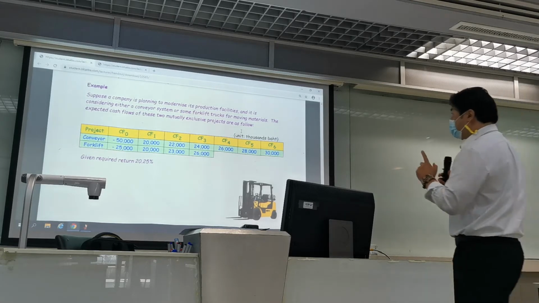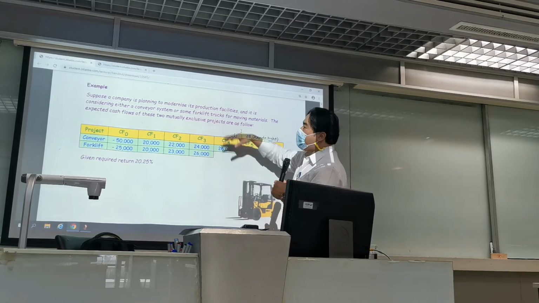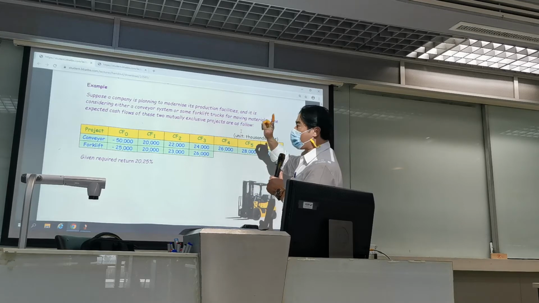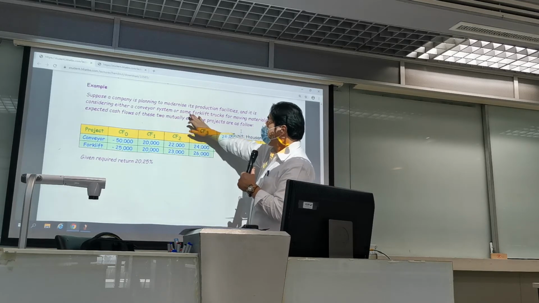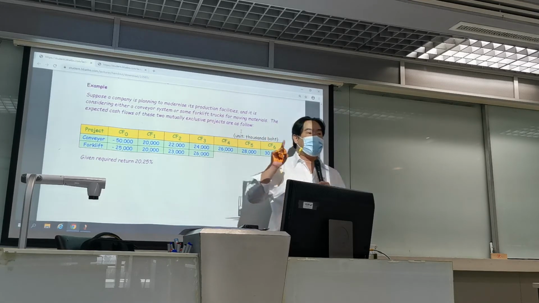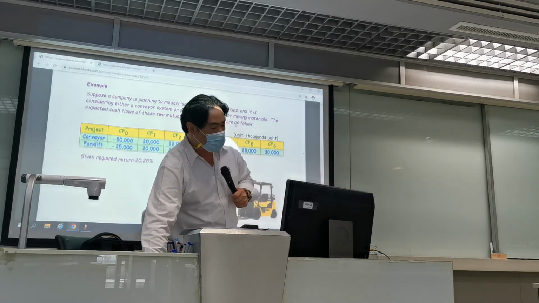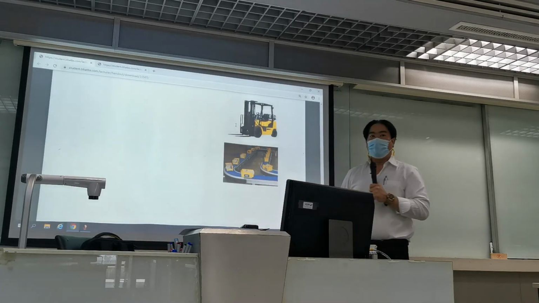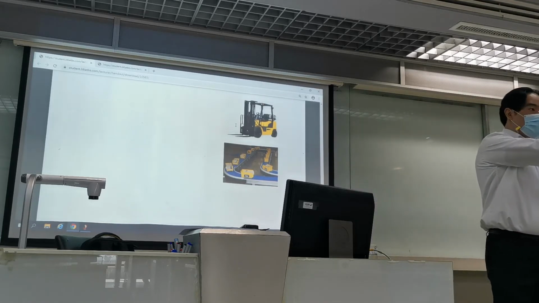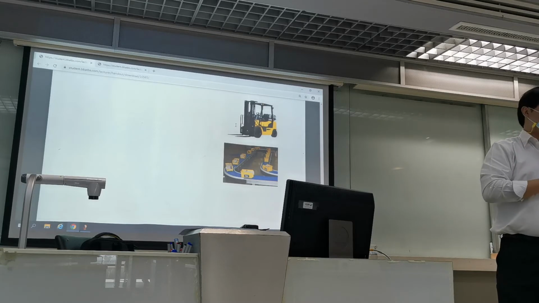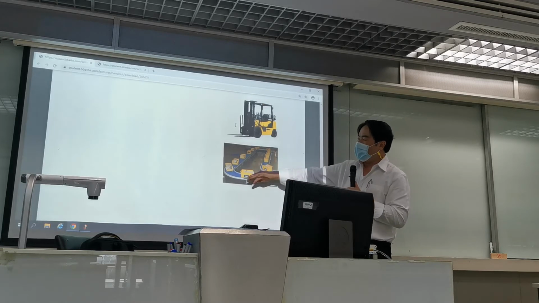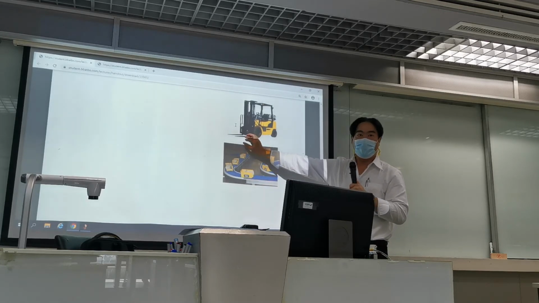Before we go to that, let's look at this situation. The company is planning to modernize its production facilities, and it is considering either a conveyor system or a forklift. This is a mutually exclusive environment. Let's say the company would like to move the product from point A to point B. So there are two systems that the company may apply. First one, conveyor. Just put the product on the conveyor and let it move to the other point.